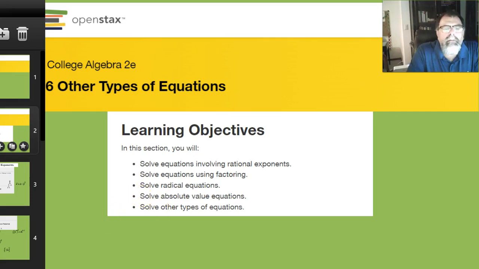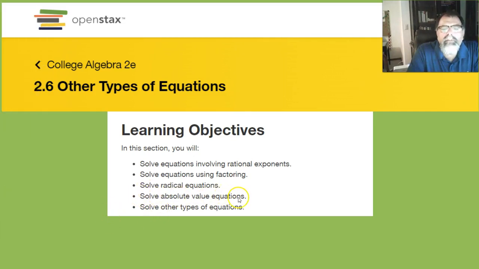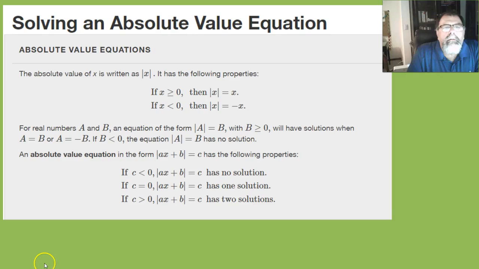Okay, on to the next learning objective, solving absolute value equations. The absolute value of x is written with 2 straight bars with the x in the middle. It has the following properties. If the number inside is greater than or equal to 0, then the absolute value of x is just x, so you can just drop the bars.